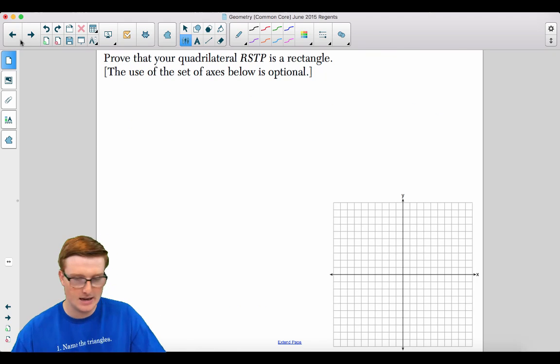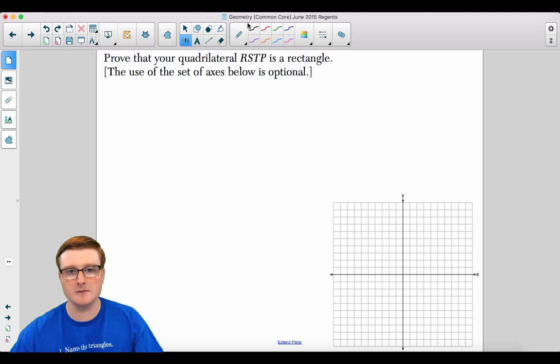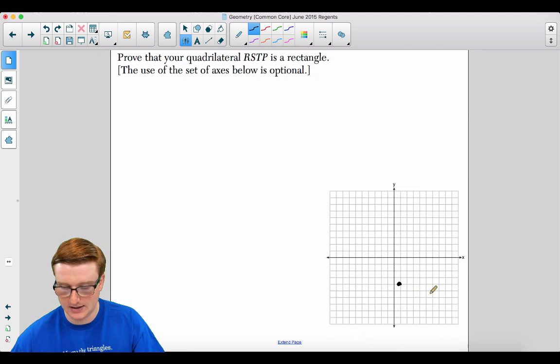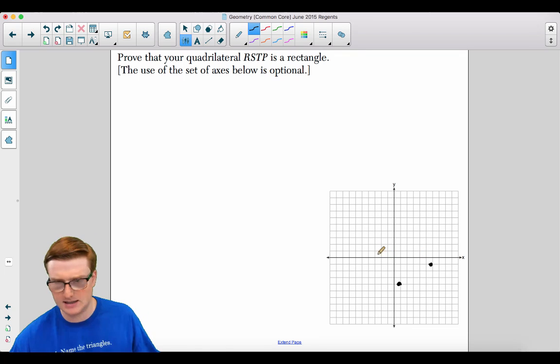And the reason why is that if I were to show you on the graph how this would look, if I plot S down here, this is R over here, what is that, 6, down 1, and S is at 1, -4. What is point T? T is -5, 6.